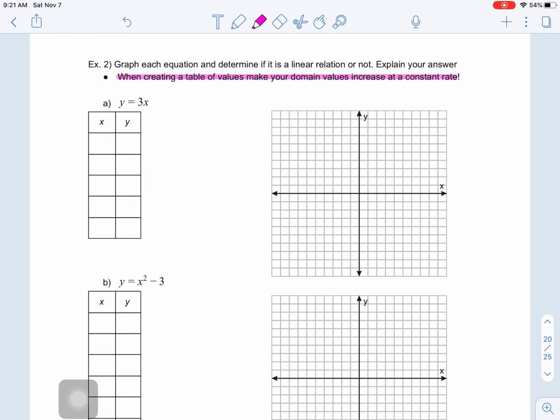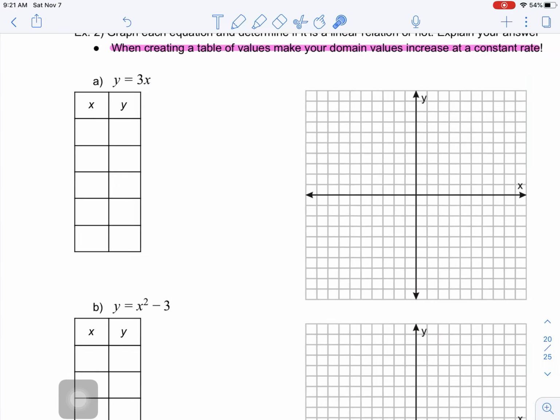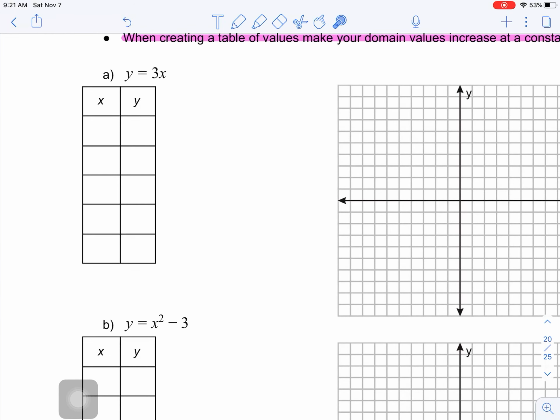Okay. So don't randomly choose points. When you plot your domain values, go up by a constant rate. Try and make it linear at first, and then you can see how your dependent values correspond. So I'm just going to make my life easy and do 2, 4, 6, 8, 10. Now, let's solve for what y is when x is 2. So we have an equation here. y equals 3x. Now I'm going to replace my x with 2. So 3 times 2 equals 6. So when x is 2, y is 6.